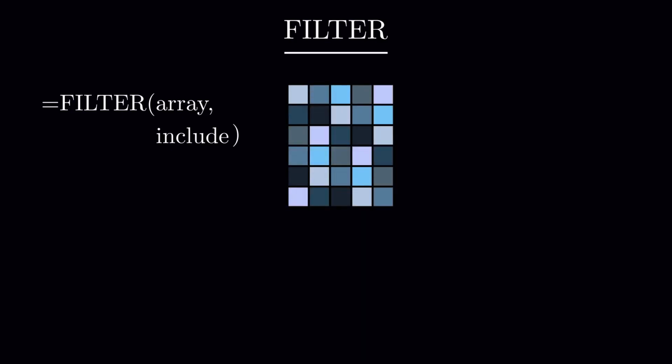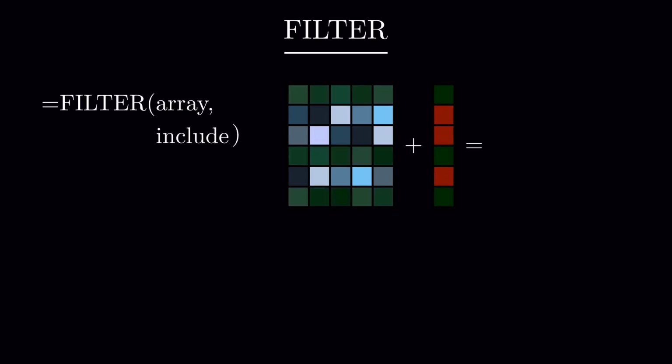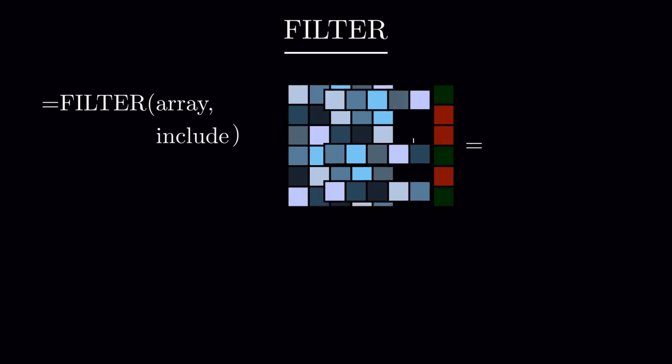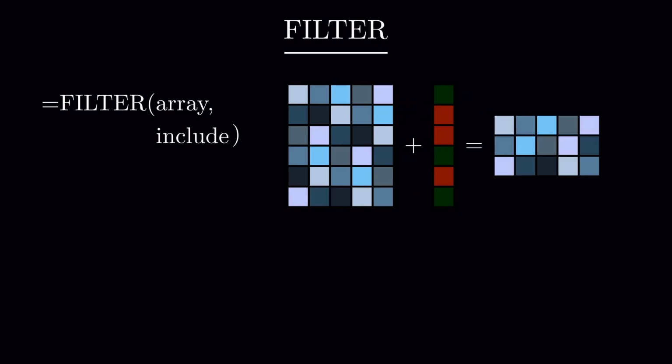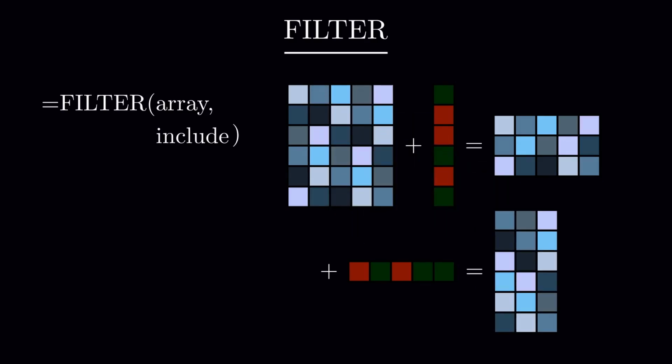Filter can work horizontally or vertically, and the way you specify this is through that include argument. If you wanted to filter out particular rows, you would pass through that include argument as a single column with as many rows as there are rows in your data, with a true for anything you want to keep and a false for anything you want to remove. On the flip side, if you wanted to filter out particular columns, your include argument should be a single row with as many columns as there are columns in that data. Again, true tells Excel that you want this record in the output, and false says get rid of it.